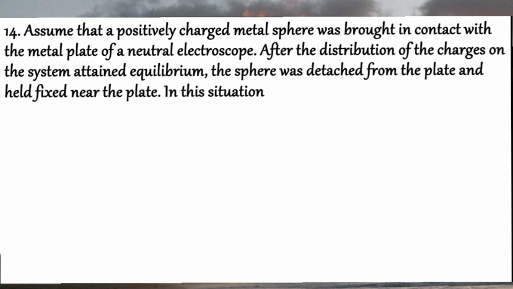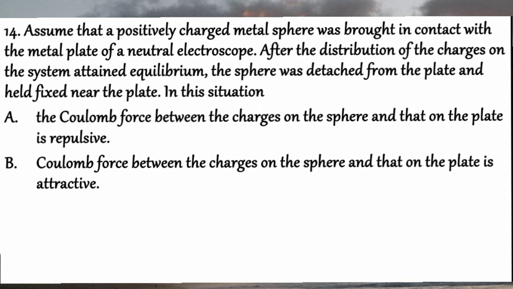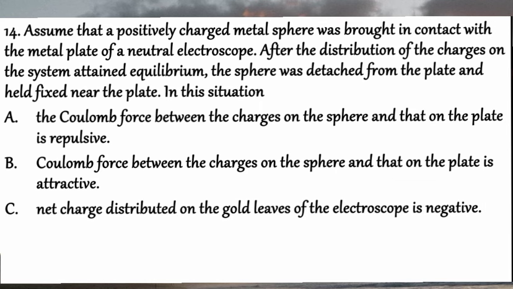Question number 14. Assume that a positively charged metal sphere was brought in contact with the metal plate of the neutral electroscope. After the distribution of the charge on the system attained equilibrium, the sphere was detached or separated from the plate and held fixed near the plate. In this situation: A, Coulomb's force between the charge on the sphere and that on the plate is repulsive. B, Coulomb's force between the charge on the sphere and that on the plate is attractive. D, net charge distributed on the gold leaves of the electroscope is negative.